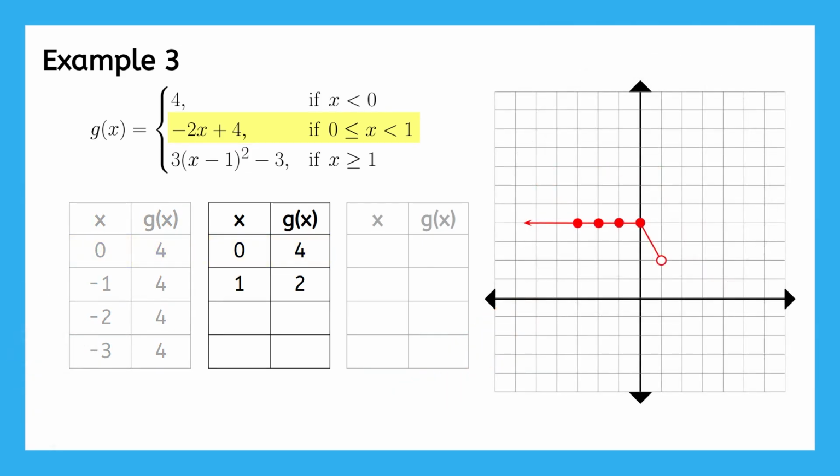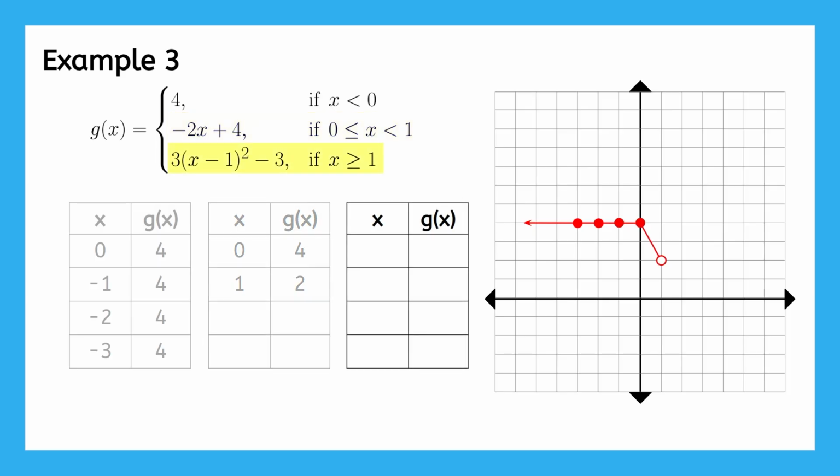All right, the third piece, g of x equals 3 times the quantity x minus 1 squared minus 3, should only use values of x that are greater than or equal to 1. So we can start our table at x equals 1 and add a few more values that are greater than 1. Then we can graph using a closed circle and an arrow. Notice that this part might start off looking like a straight line, but it is a quadratic, so it will have the curve of a parabola. Great job!